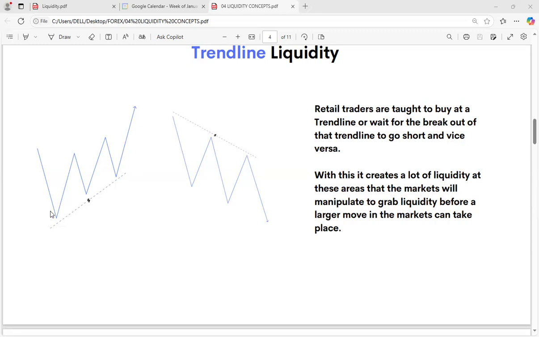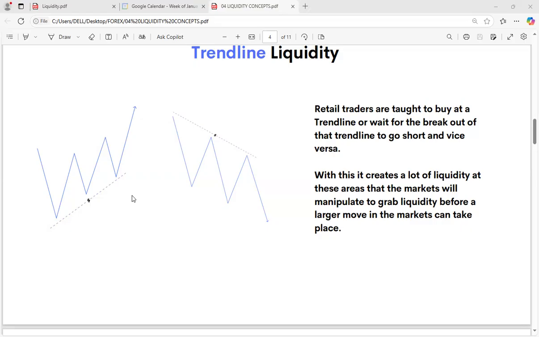Below this trend line is where these guys are looking to take out these stop losses, because they know most of you guys are buying at the touch of this trend line and putting your stop losses below. That means they will come back and take out those stop losses. And sometimes they will pretend there is a breakout and you can start selling again. That is where they will take out all your money. Okay. You understand? So retail traders are taught to buy at a trend line or wait for the breakout of that trend line to go short and vice versa.